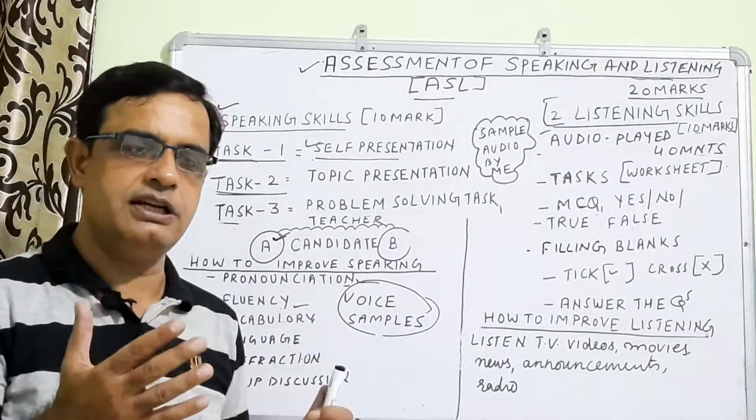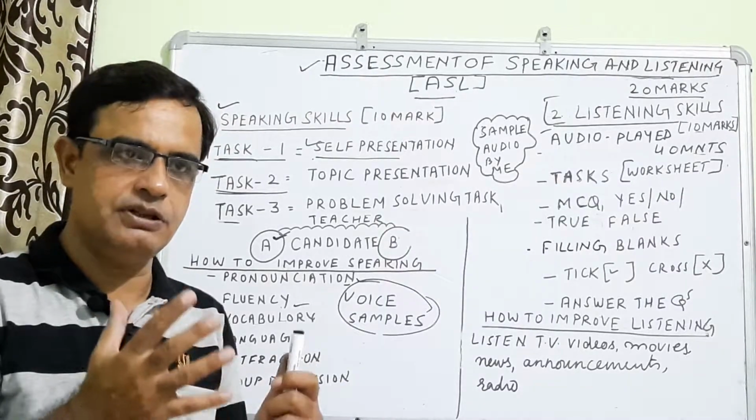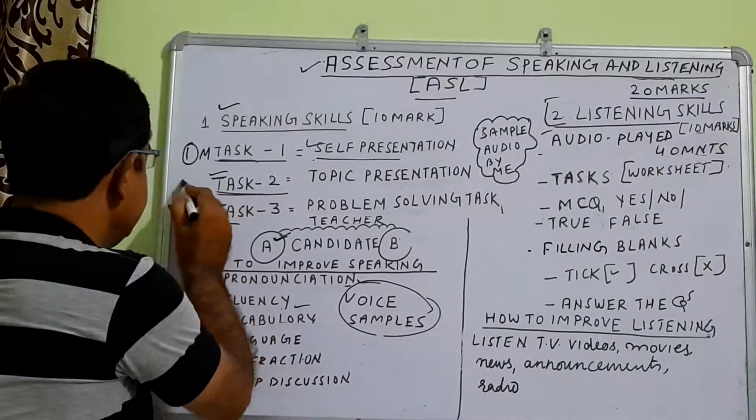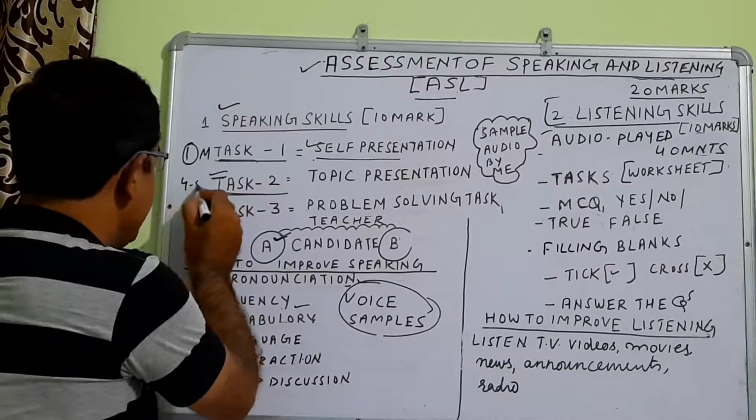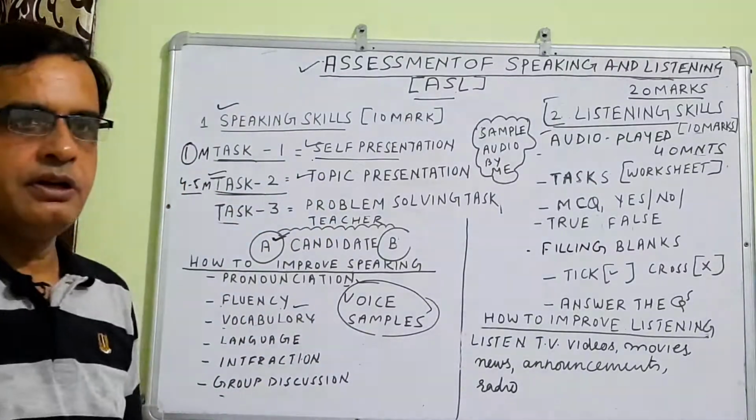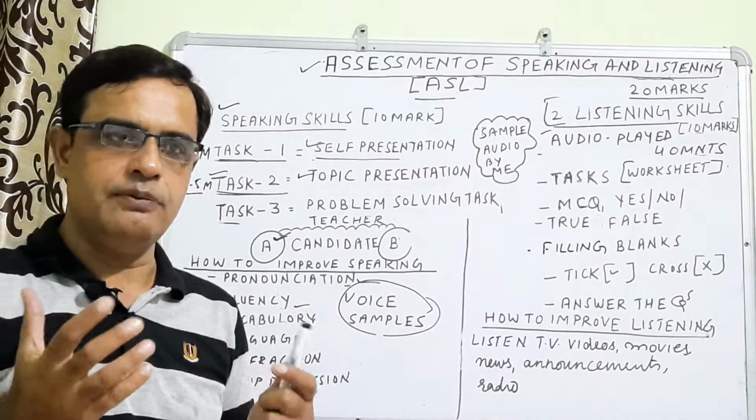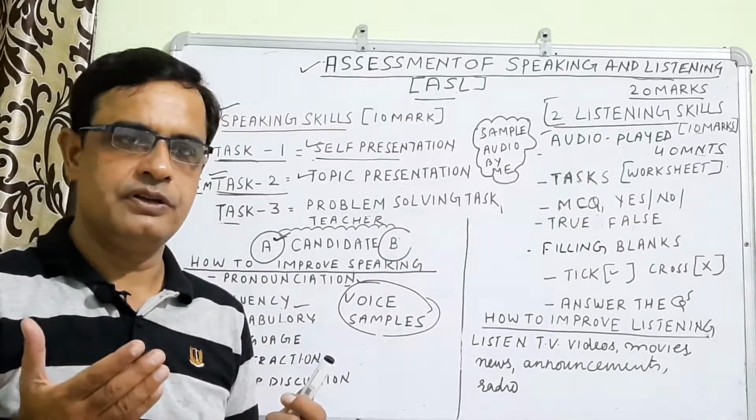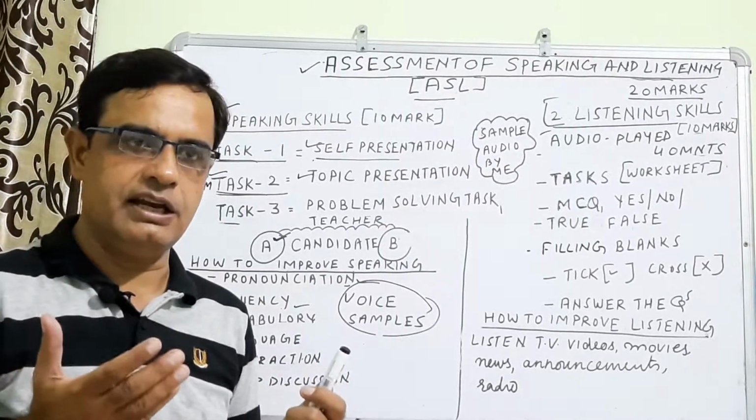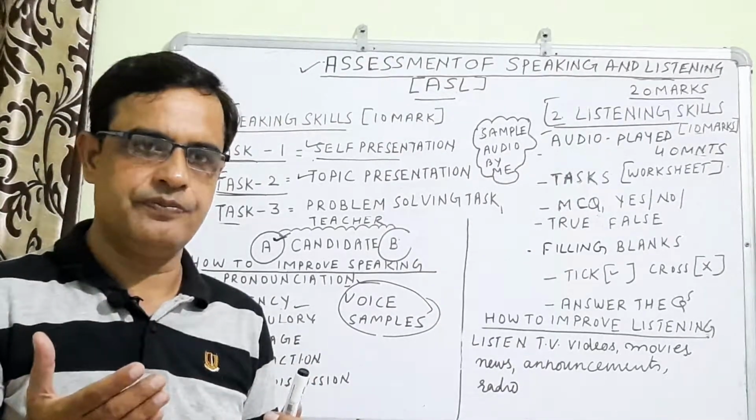So this is a presentation given by the candidate for 1 minute. It is interaction between the teacher and the student for 1 minute. The second task is of 4 or 5 minutes duration. Topic presentation. There are two students, candidate A and candidate B. While making the assessment of the speaking skill in front of a teacher, there are two candidates, candidate A and candidate B. A task is given for the topic presentation.